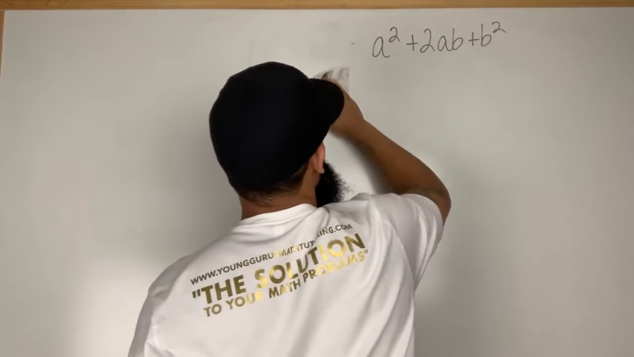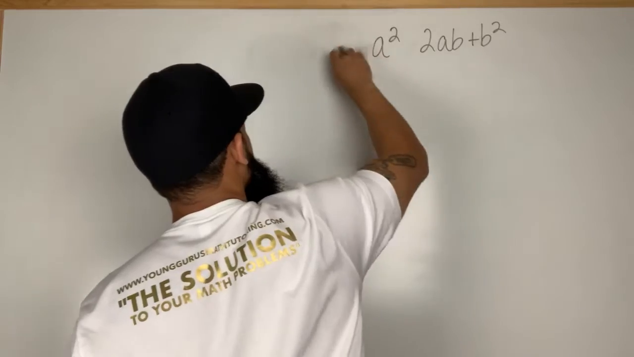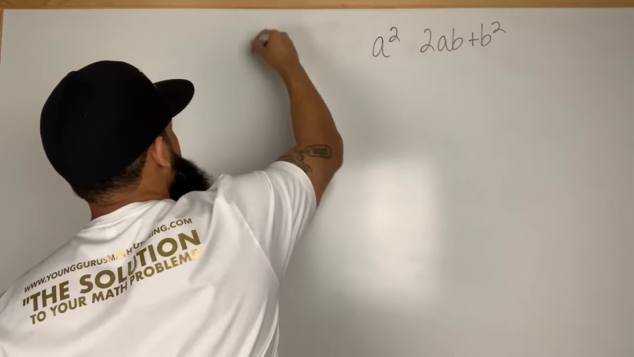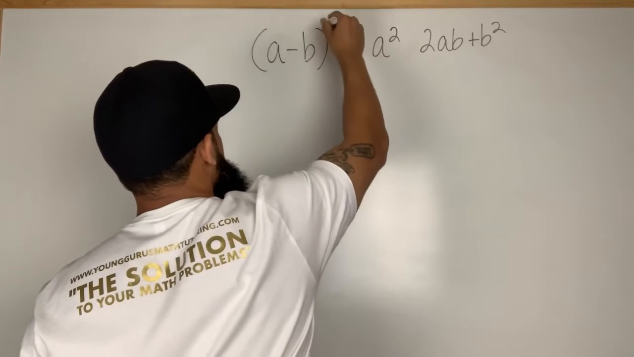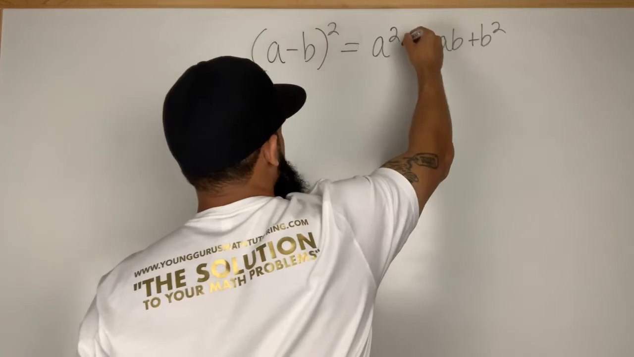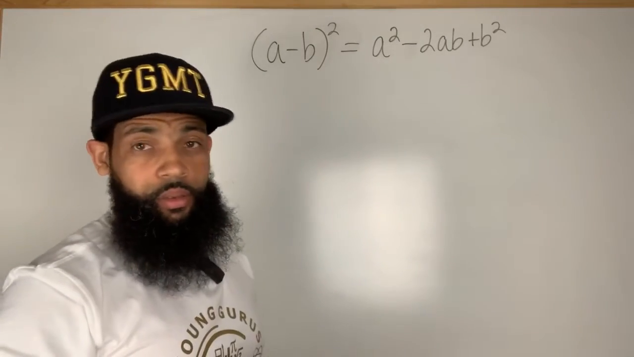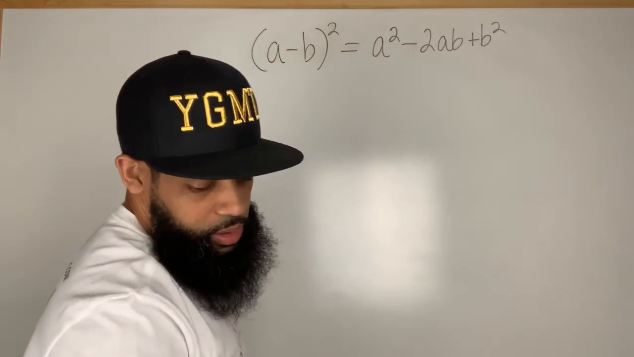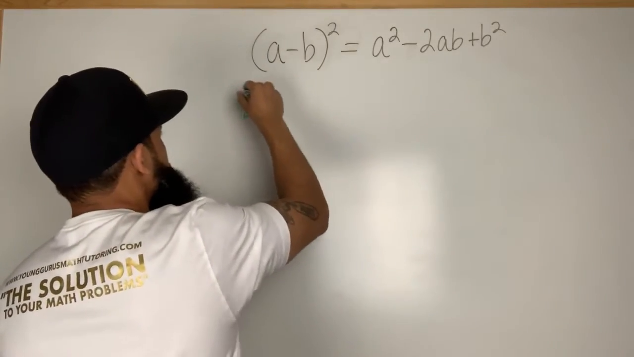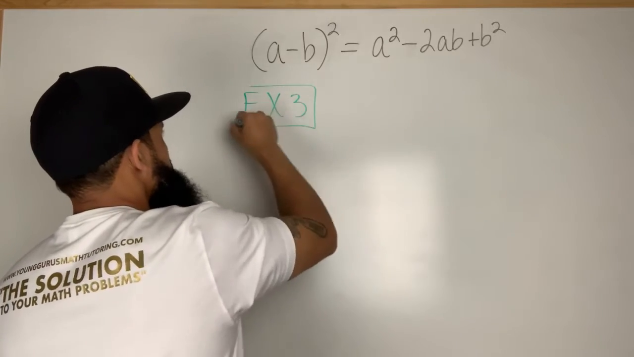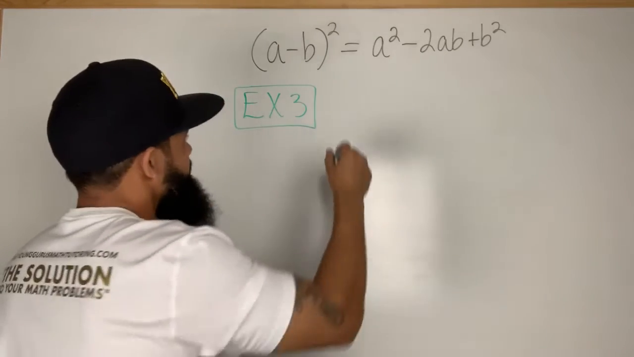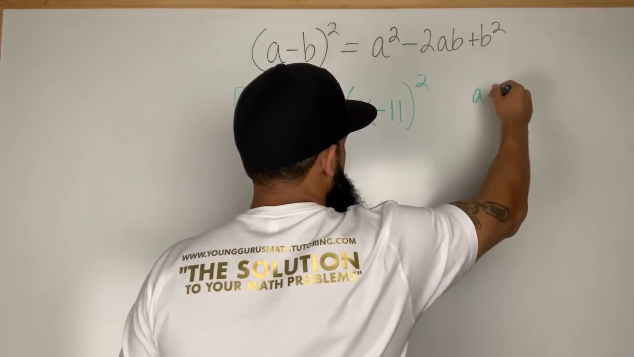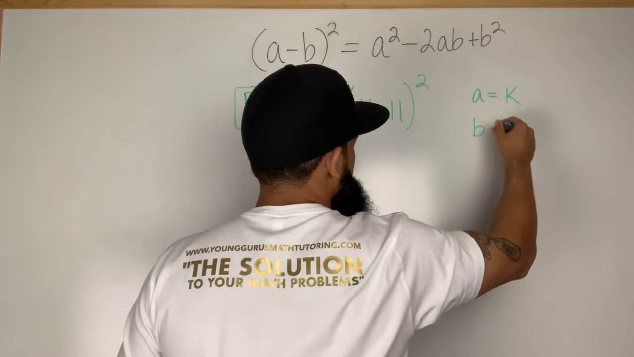Now, the only thing that changes if we have a minus b is, if I have a minus b to the second power, it's simply just a squared minus 2ab plus b squared. That's the only thing that changes. So let's say I have example 3, and in example 3 I have k minus 11 squared. So in this case a equals k and b equals 11.